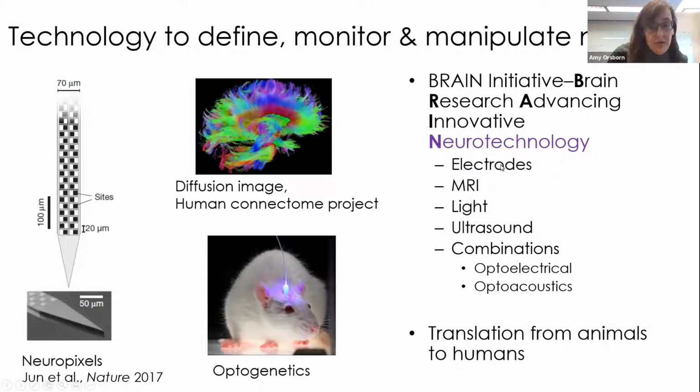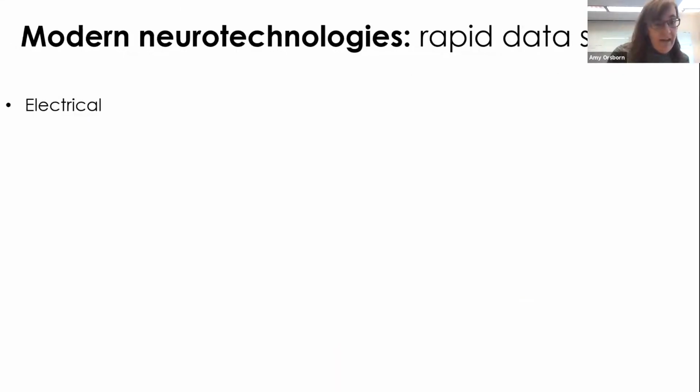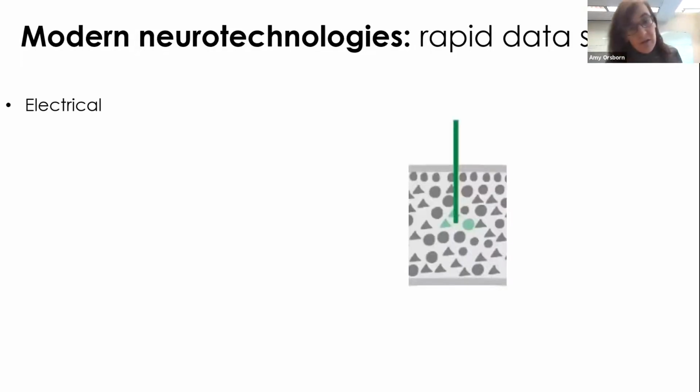And so all sorts of new advanced electrodes, magnetic resonance imaging approaches, optical ultrasound, combinations of different methods, et cetera, have been developed and improved over time because of this initiative. To give just some quick examples, if we look at electrical activity, which is a really common approach for looking at neural activity, the historical approaches to this have been relatively simple.